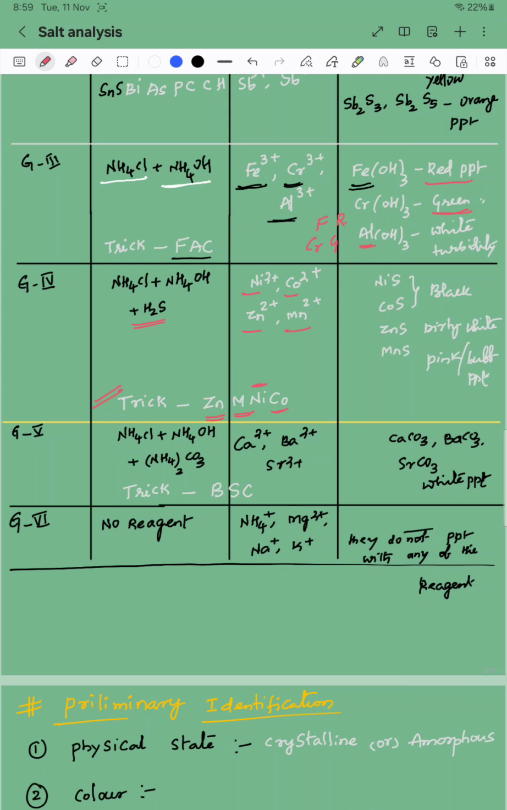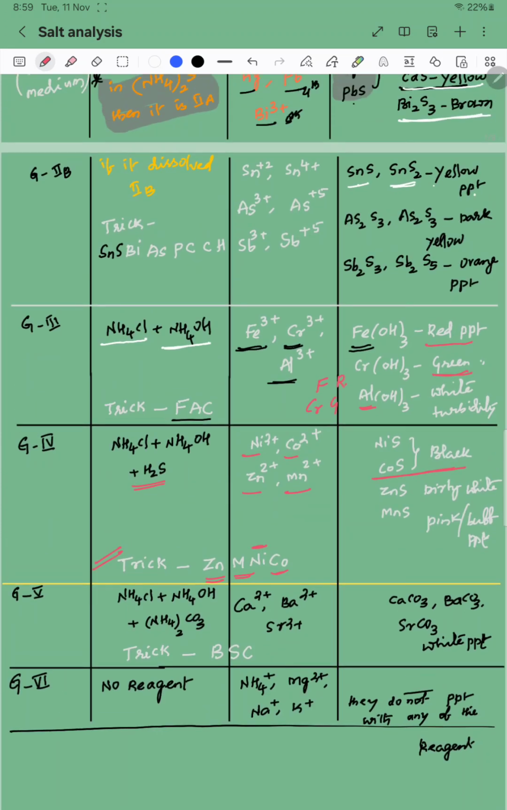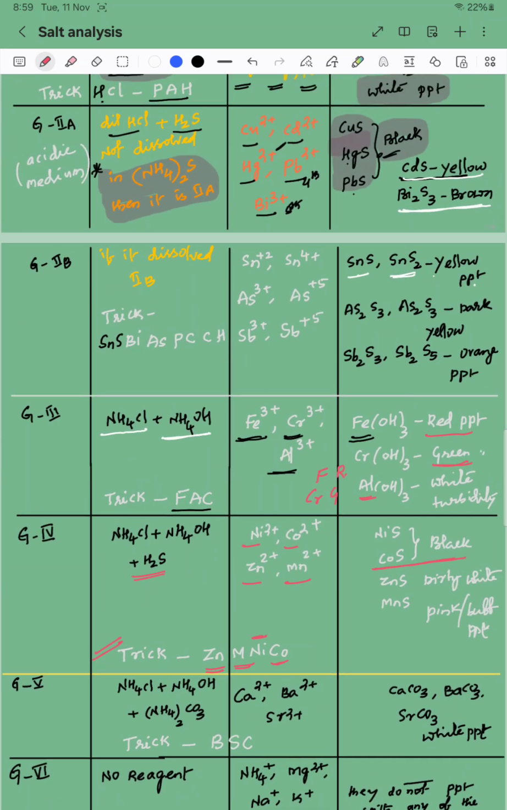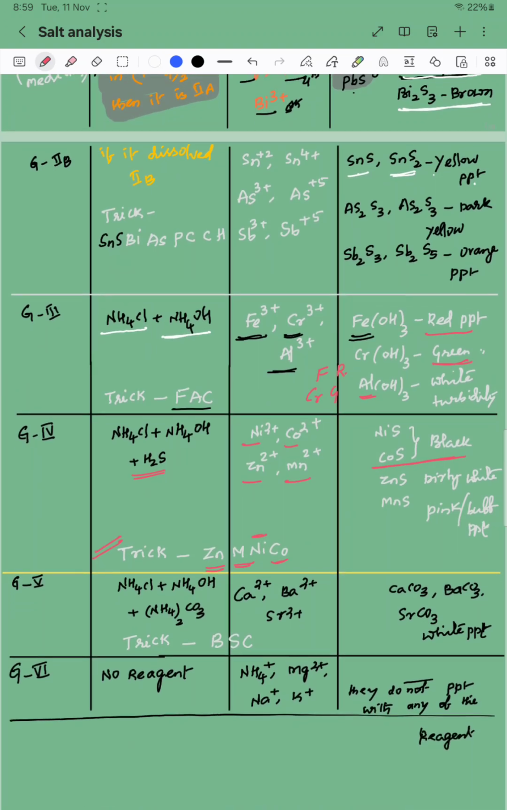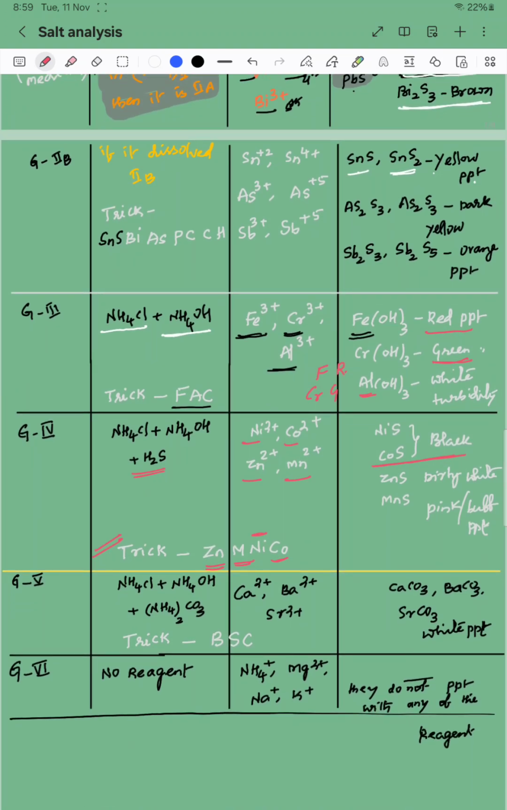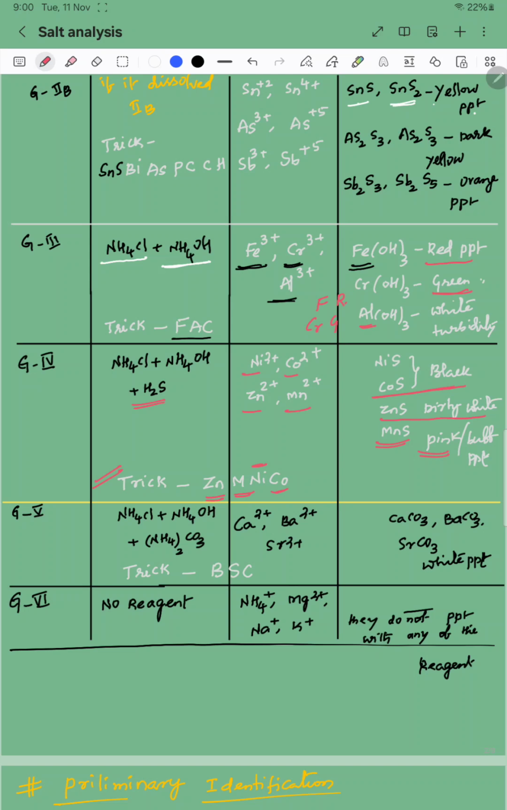Colors are most important. Nickel and cobalt form a black color, because nickel sulfide and cobalt sulfide are present. In maximum cases, the color is black. Here also, above you can check it: copper, mercury, lead sulfides are black, and here cobalt and nickel sulfide are also black, right? Zinc will be dirty white, and MnS, manganese +2, will be a pink or buff precipitate, right?